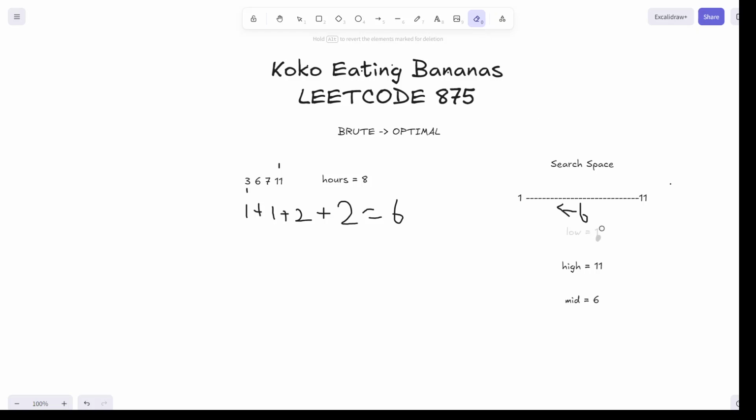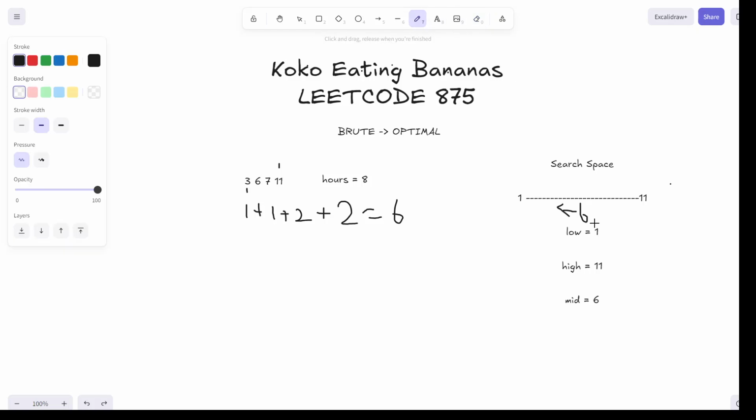Now the low would be 1 only, but the high changes, because in the right part we will not find our answer. Yes, 6 has come, it is a possible answer, but we need the minimum. So we will search the left part. High, which was on 11, will become mid minus 1, as in binary search. We have already searched 6, so left of 6, basically minus 1, so 5 would be high.